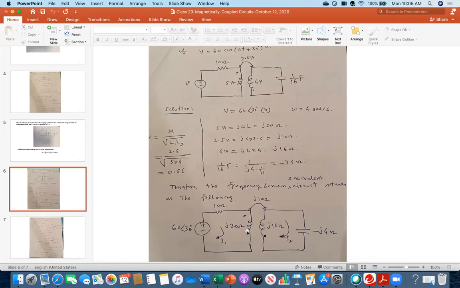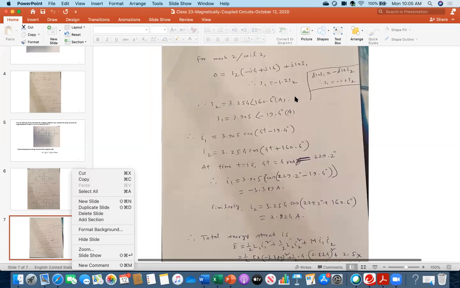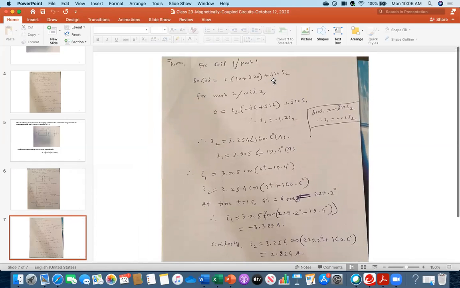I1 was leaving the dotted point. Similarly, if this dot would be here and I2 was leaving the dotted point, then still it would be plus. Either both currents are entering at the dotted point or both currents are leaving the dotted points, then it would be plus sign, otherwise it will be minus sign. So that's why it is the plus sign here.